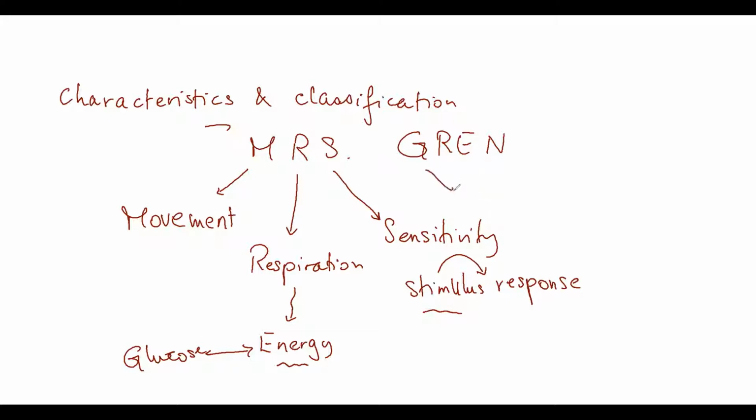G stands for growth. Growth here means that there is an increase in two things, in size and in dry mass of the organism. Growth is a permanent increase in the case of plants, but it is limited in the case of animals and humans, of course. There is an increase in size and dry mass.